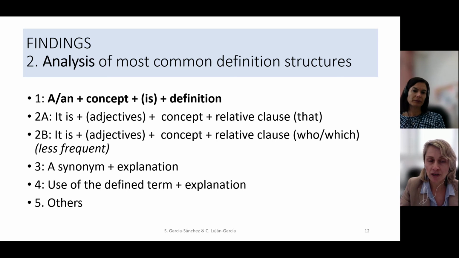And the second most common structures are really the ones that introduce the impersonal subject pronoun, it is, followed by different adjectives to describe the concept, and then the relative clause that, which was more common than the relative clause who and which.